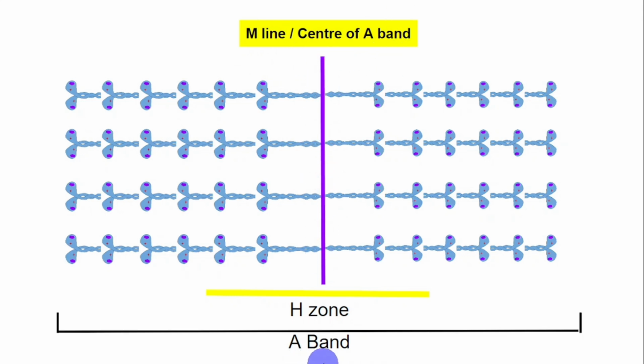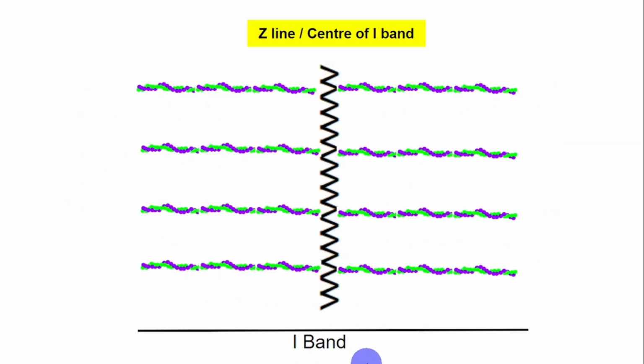So here A stands for anisotropic or the dark band. I band is called the light band. I stands for isotropic, and this consists of the light actin filaments. So in the center you can see Z line. This Z line holds actin filaments in place. And this is the center of I band. So now let's see how myosin and actin are arranged in a sarcomere.